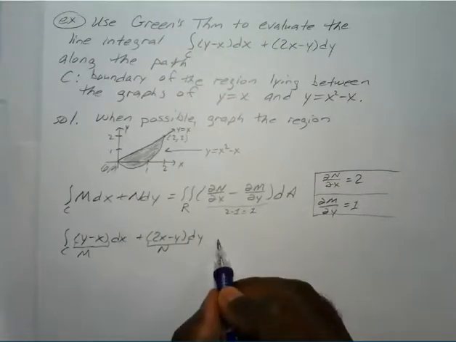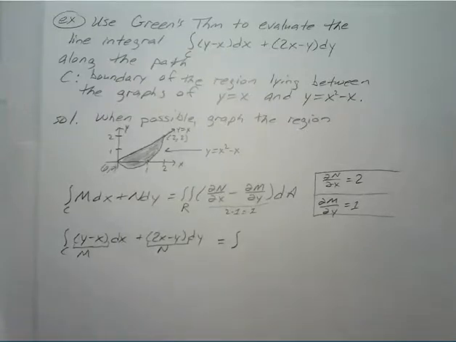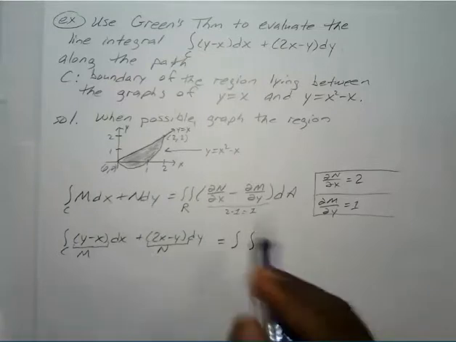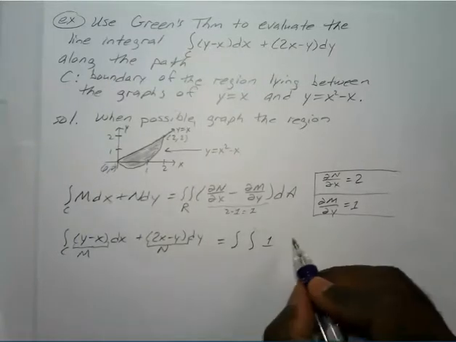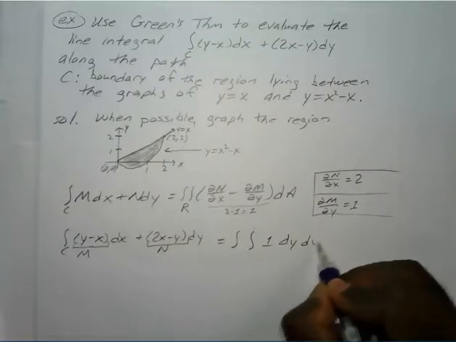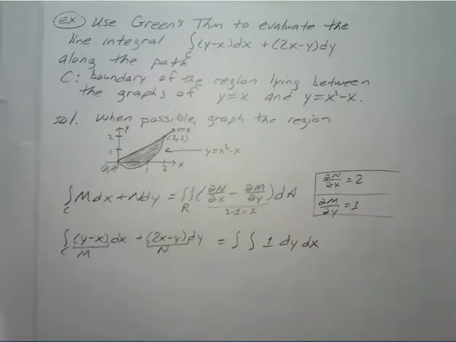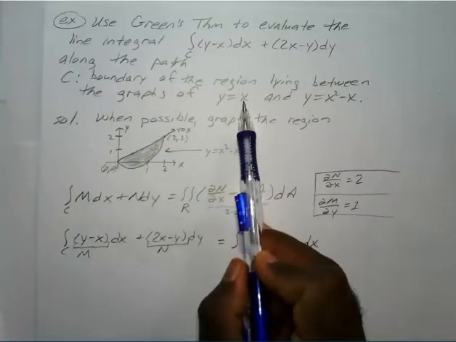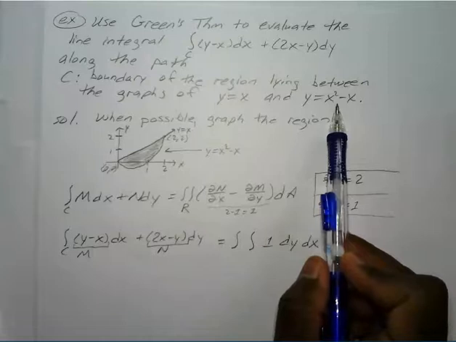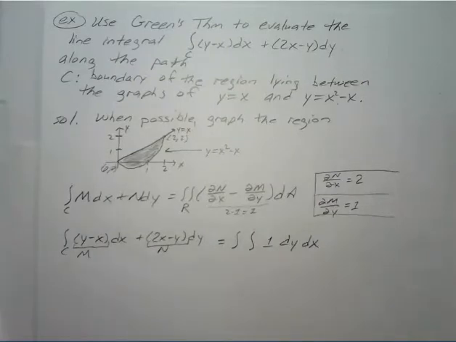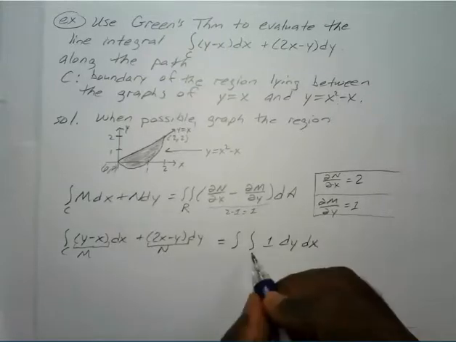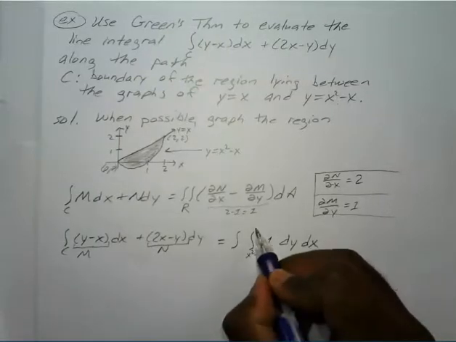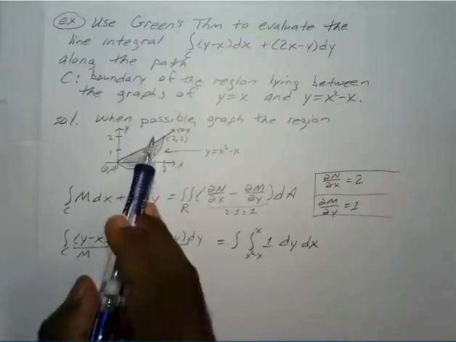Okay, so that means this is going to equal the integral, and we'll write our double integrals, we'll fill in our constraints right after. So that would be a 1 dy dx. We already know our constraints for our dy. That's y equals x, and y equals x squared minus 2. I mean x squared minus x. So we're going from x squared minus x to x, because we're going from bottom to top.